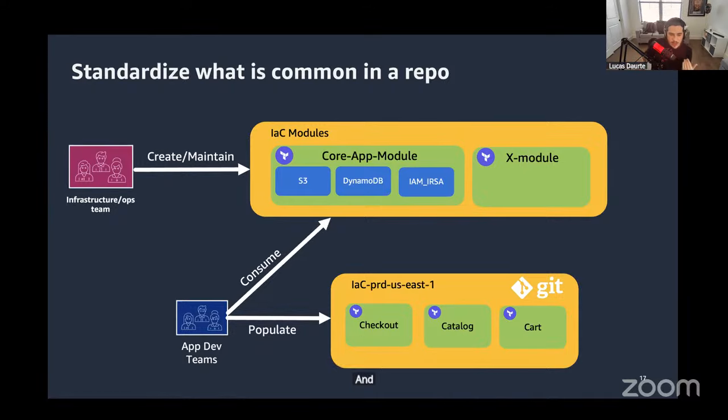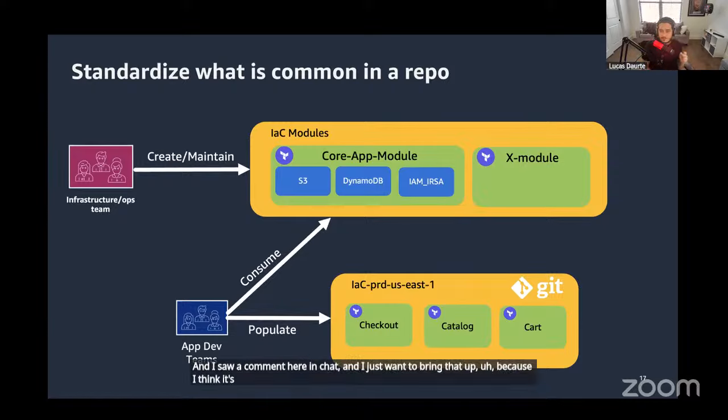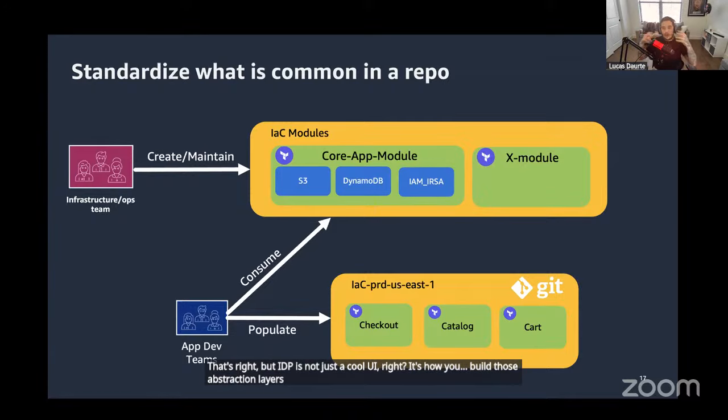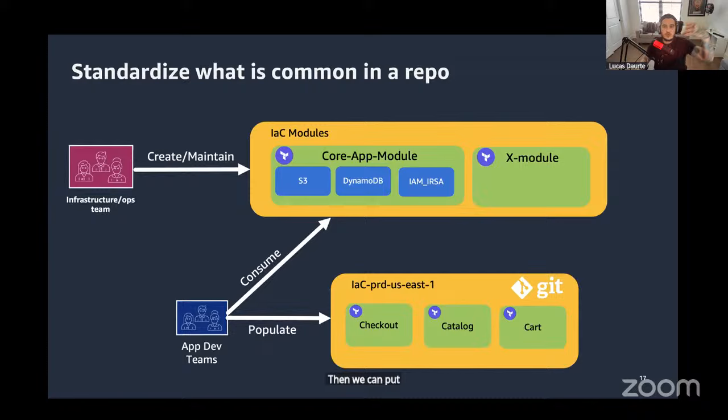And I saw a comment here in chat, and I just want to bring that up because I think it's important. Someone said, now you have to build an IDP so app teams can do it by themselves. That's right, but IDP is not just a cool UI, right? It's how you build those abstraction layers, how we organize that stuff to be able to scale. And then once we have the processes all defined, then we can put a UI on top and empower the developers. But if you have something like this and teach the developers how to populate YAML files into a Git repository following a pattern, that could be an option as well that doesn't involve UI, for example.